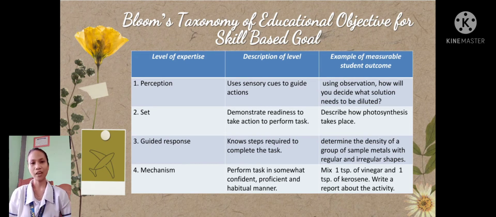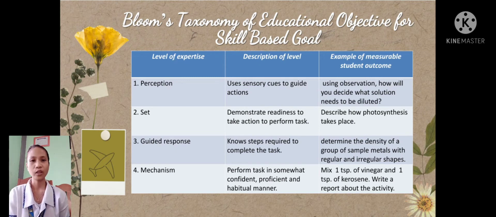The second level of expertise is set. It demonstrates readiness to take action to perform tasks. An example is: describe how photosynthesis takes place. The third is guided response. It knows the steps required to complete the task. An example is: determine the density of a group of sample metals with regular and irregular sizes.